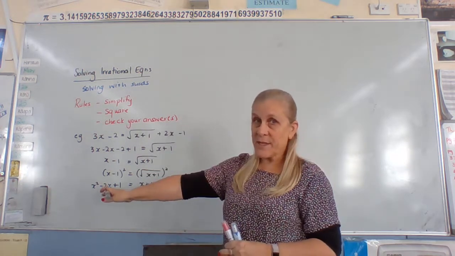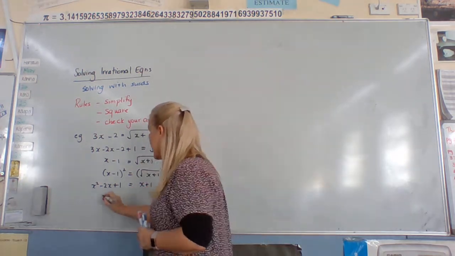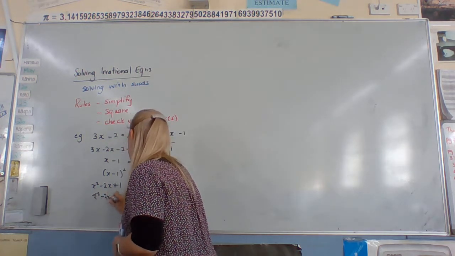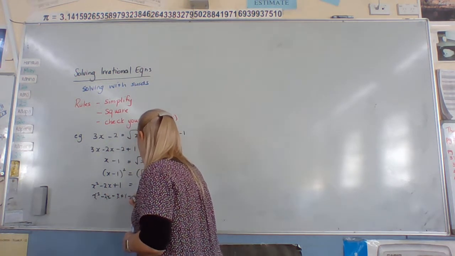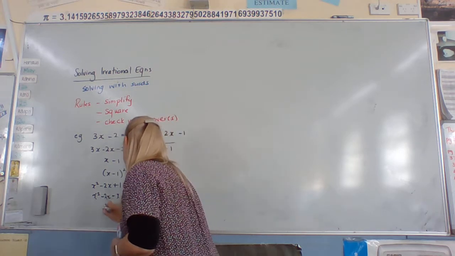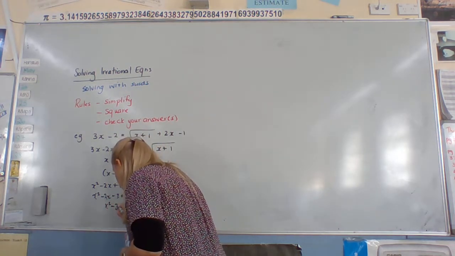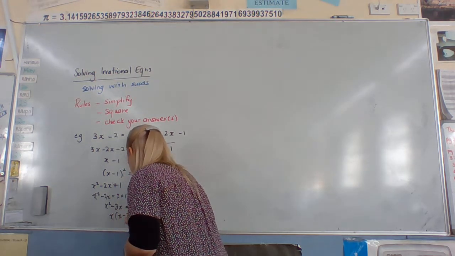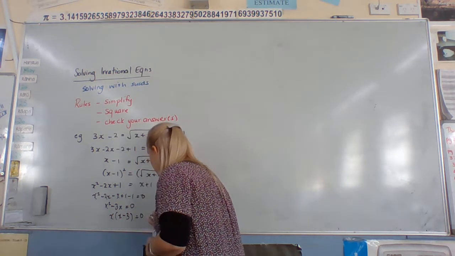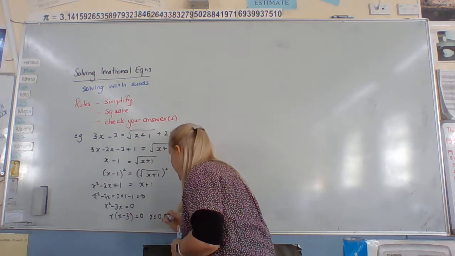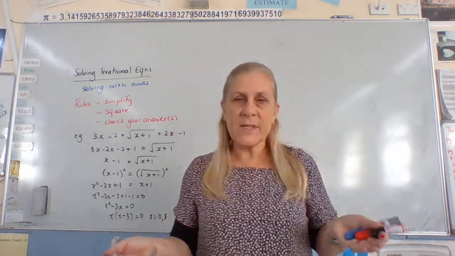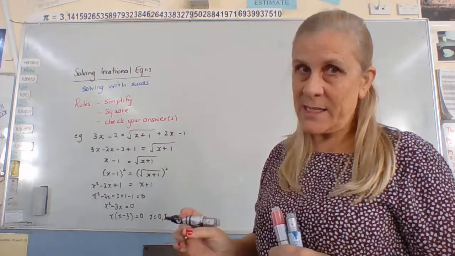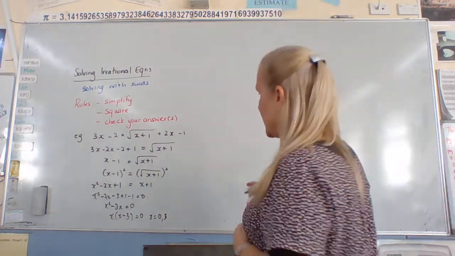We're now going to move everything to that side because we've got a quadratic. So x squared minus 2x minus x plus 1 minus 1 equals 0. x squared minus 3x equals 0. Factorise and solve. x equals 0 or 3. Right, that seems pretty straightforward. No problems there. The problem is that we have to do that last part. Check our answers back in the question.